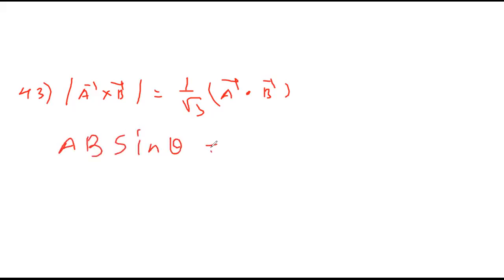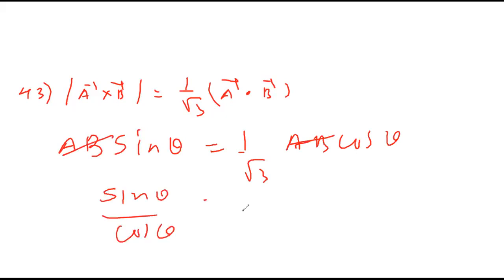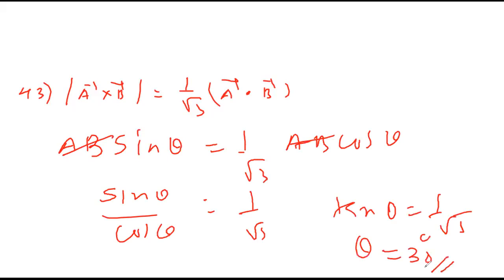Yes, sir. Because AB sine theta is the cross product, and the dot product is AB cos theta. So this will get cancelled. Sine upon cos is 1 by root 3. Tan theta is 1 by root 3. Theta equals 30. Theta is 30.